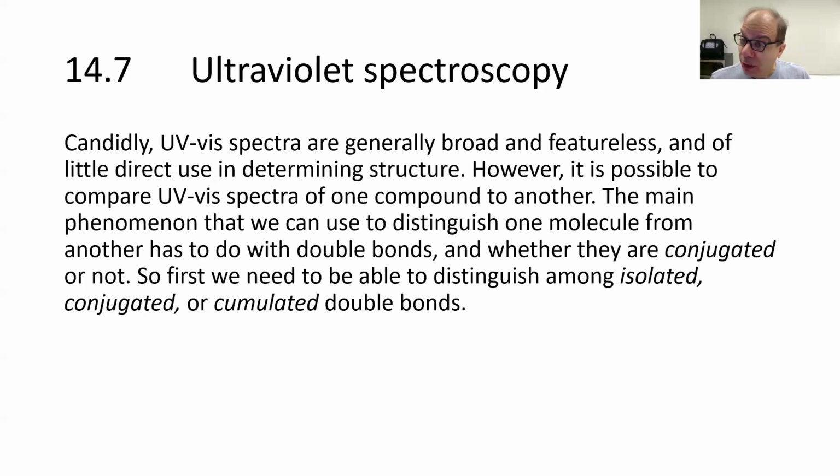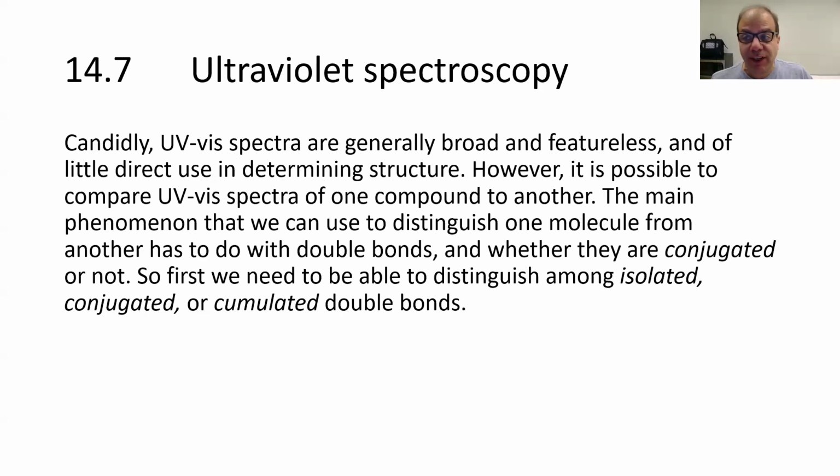But we still can learn something about organic molecules using ultraviolet visible data, and especially by comparing one set of data to another. And what turns out to affect most of all the amount of energy that it costs to pop an electron from the HOMO to the LUMO, what seems to affect that most of all is the number of what's called conjugated double bonds in the molecule.